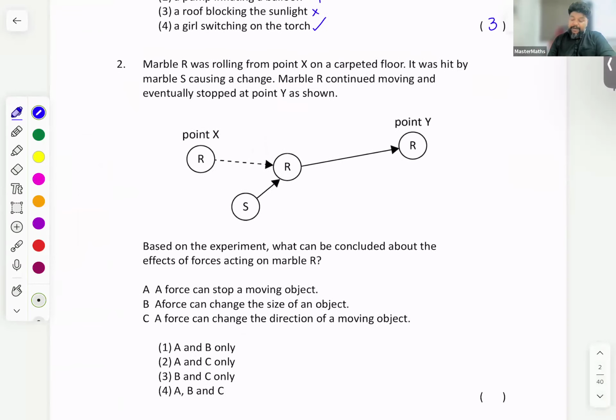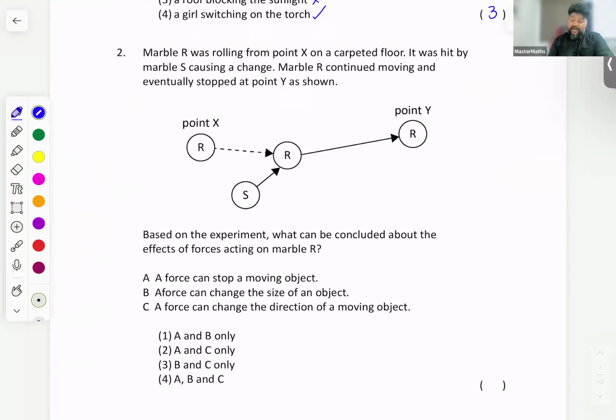Straightforward. Marble R was rolling from point X to point Y on a carpeted floor. It was hit by marble S, causing a change. Marble R continued moving and eventually stopped at point Y. Based on the experiment, what can be concluded? Remember, the key thing is based on the experiment. Can a force stop a moving object? Yes, it can, right? Frictional force, and that's why we see this, right? This is a frictional force. Good.